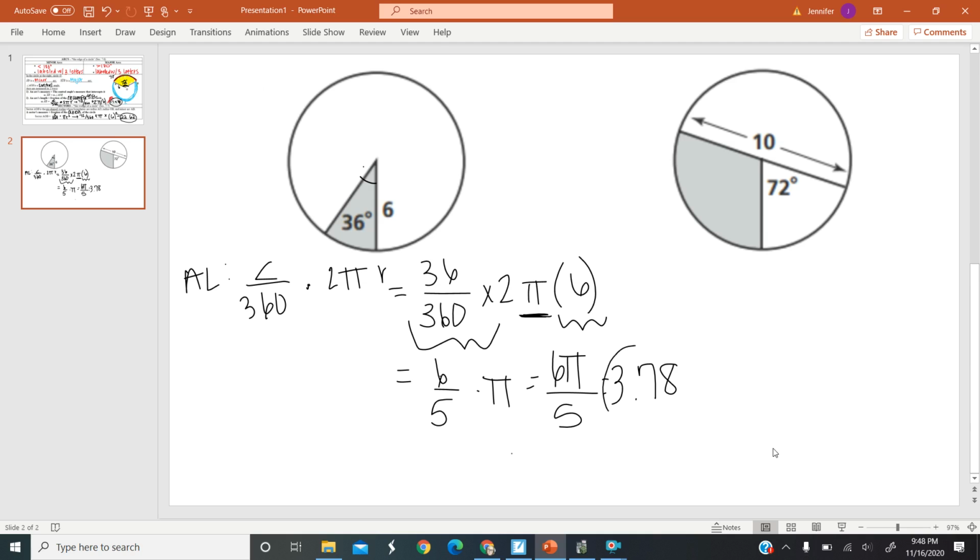So this would be my answer, or if it asked for it in terms of pi, then you would just leave it as 6 pi over 5. And then I want to do the sector area for this one as well.